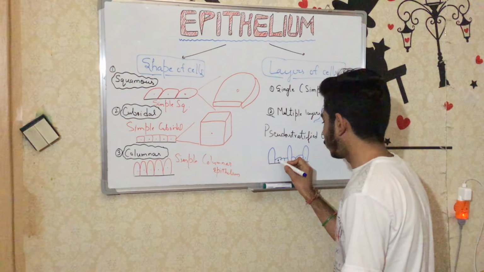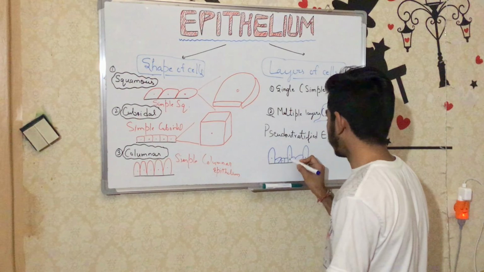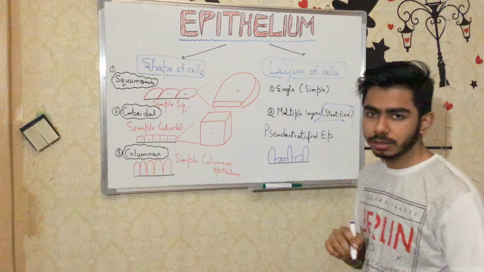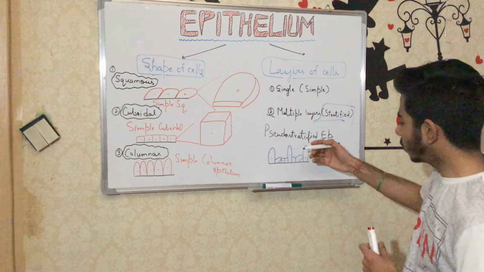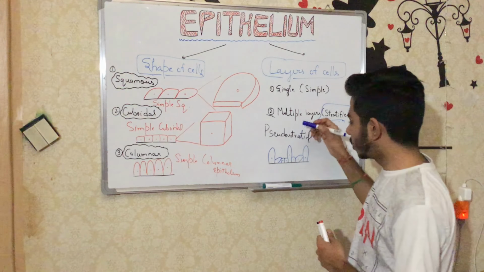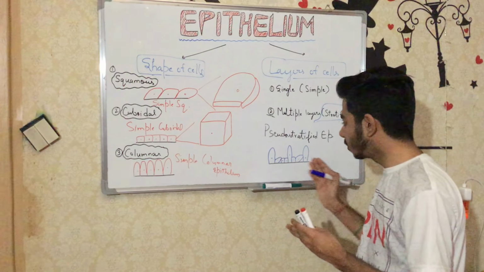Okay, here I have drawn some cells. For example, these are the columnar ones, and here they are the cuboidal one. Here I have drawn the squamous. If you look from the top, it seems like they have multiple layers, but actually they don't have multiple layers. This is the simple one.